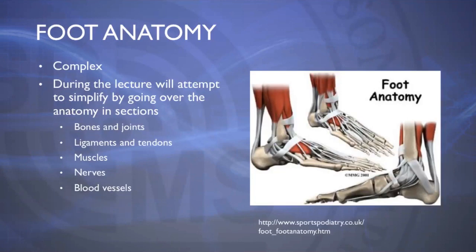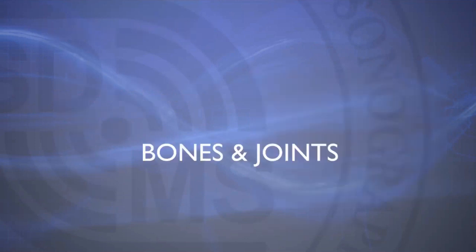The foot anatomy is quite complex, given that it's sort of a smallish area. And during this whole talk, I'll attempt to simplify by going over the anatomy in sections. And these sections are going to be bones and joints, ligaments and tendons, muscles, nerves, and blood vessels. So let's start with bones and joints.